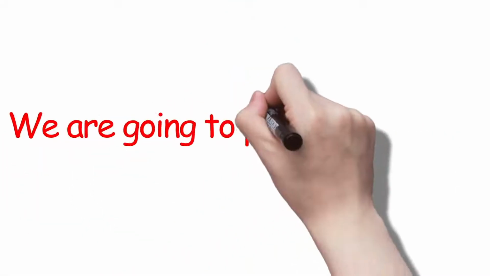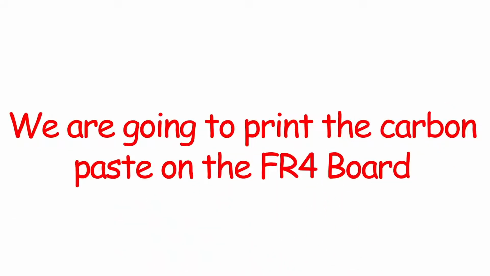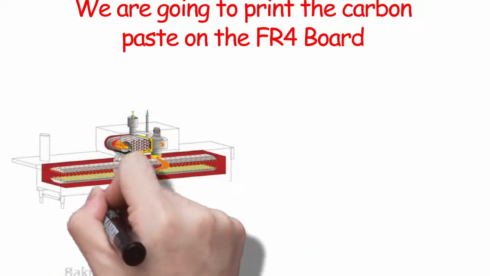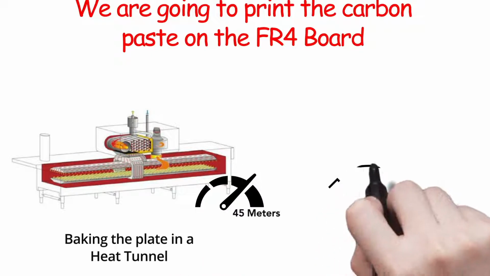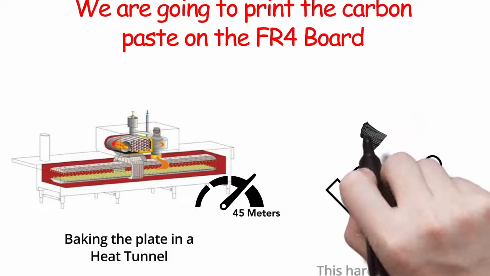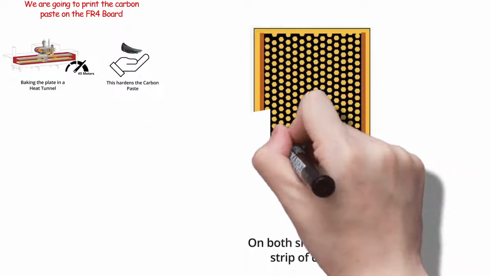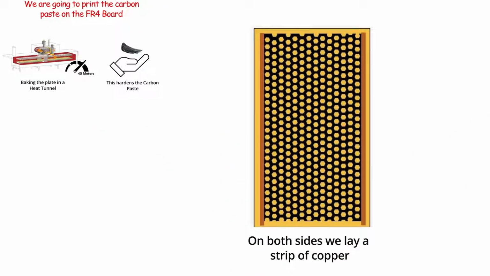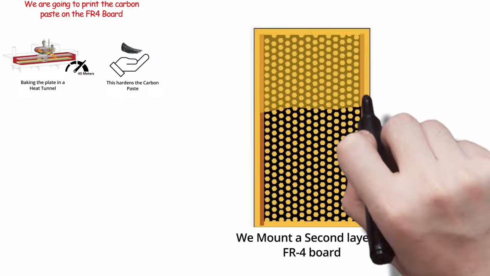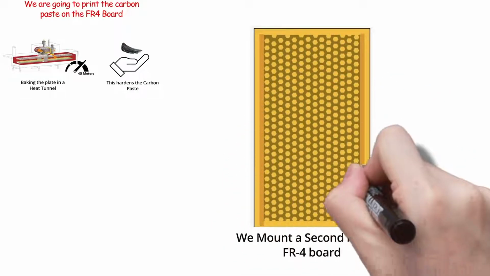We are going to print the carbon paste on the FR4 board. Then we bake the plate in a heat tunnel of over 45 meters long with various heating zones. This cures the carbon paste. On both sides we lay a strip of copper in order to give equal electricity to the carbon paste. Then we mount a second layer of FR4 board on the paste and we meld them together. The board is ready to produce heat.